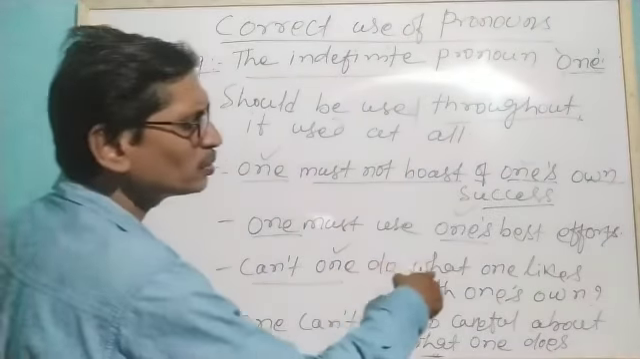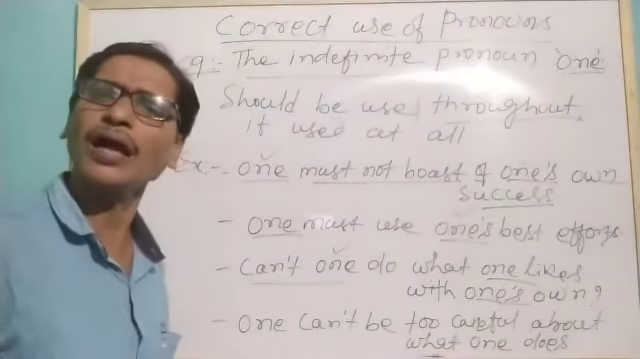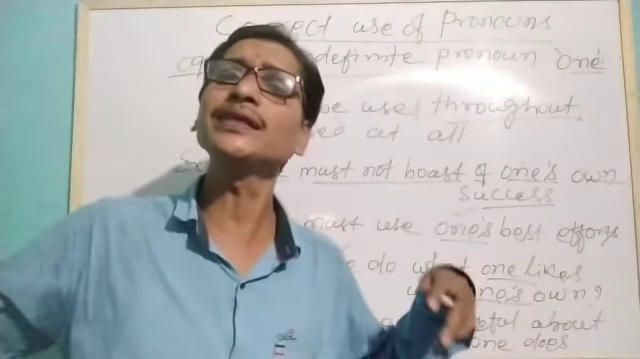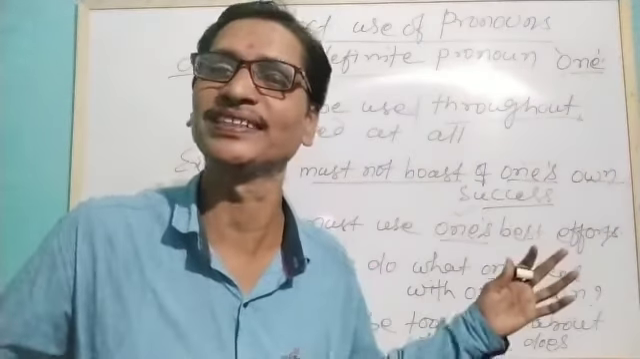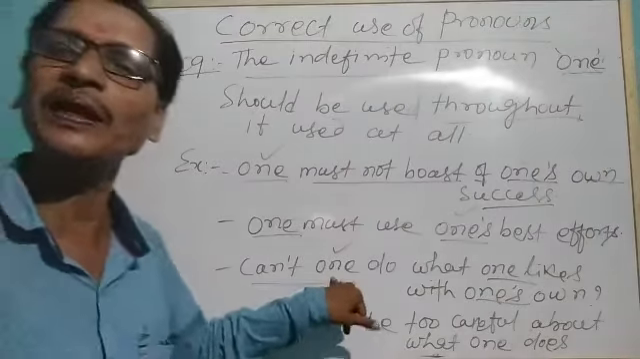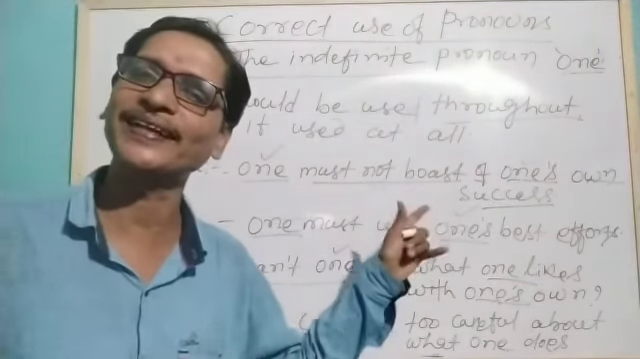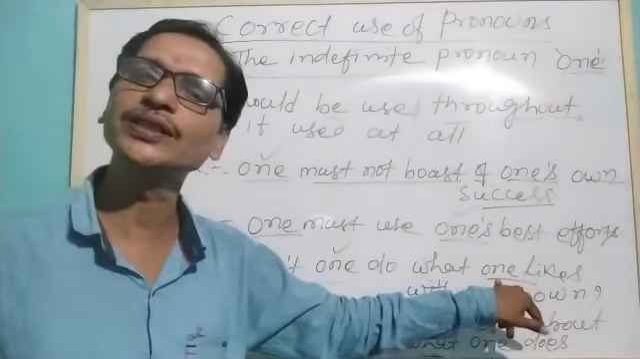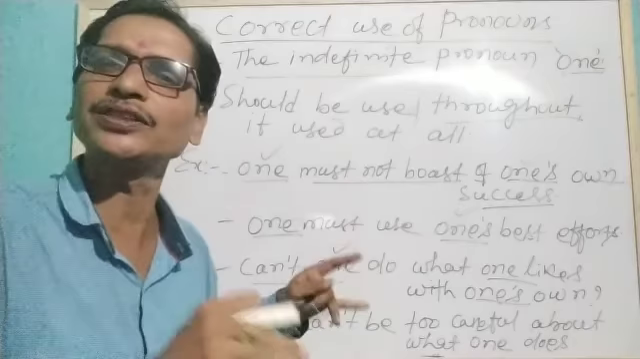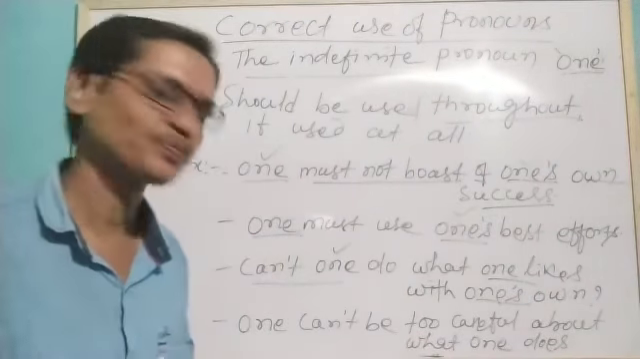Can't one do what one likes with one's own? Can't someone do what he likes with himself? But here we are not using this. We are repeating the same indefinite pronoun one. So it is used everywhere in our text. We cannot substitute other pronouns with this one.